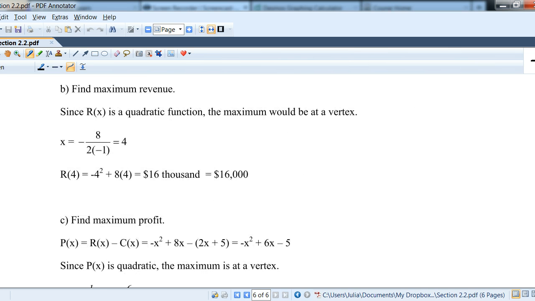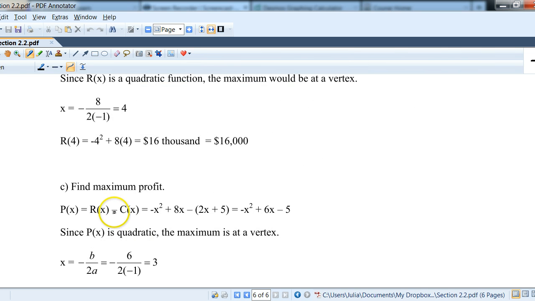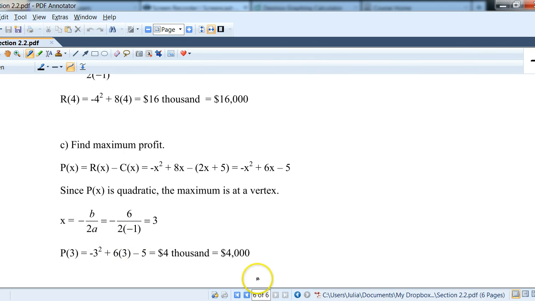And maximum profit, same idea. I actually found the profit equation, revenue minus cost. It's a quadratic equation which should look familiar with break-even. So maximum, once again, is the vertex, which I found and plugged back into the equation, and I got 4,000. And that's it.